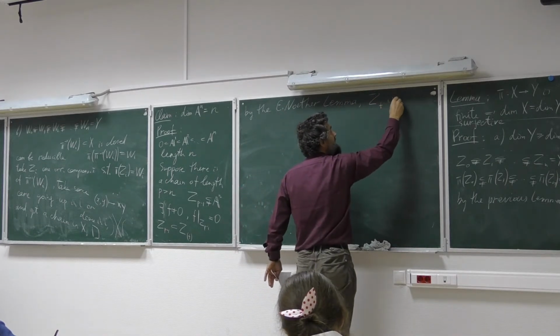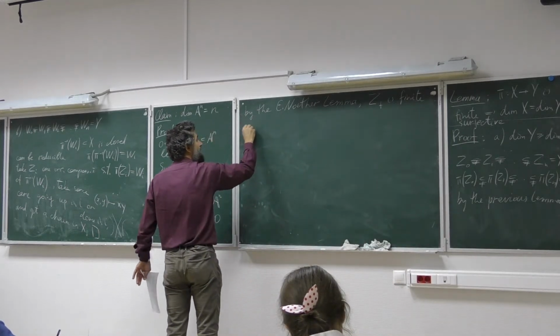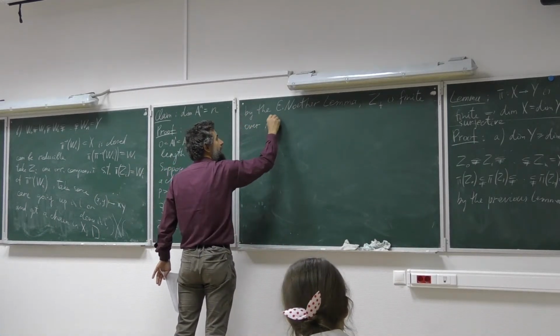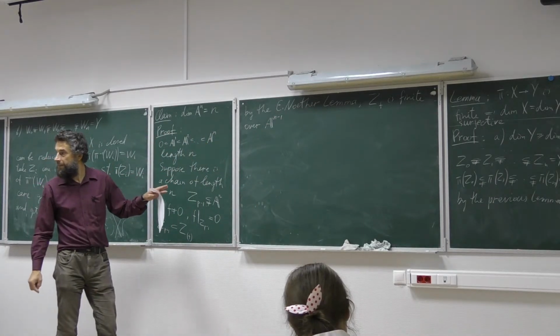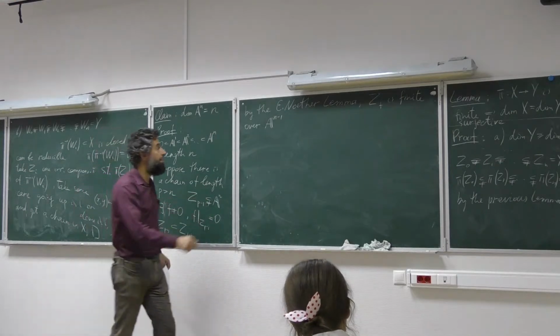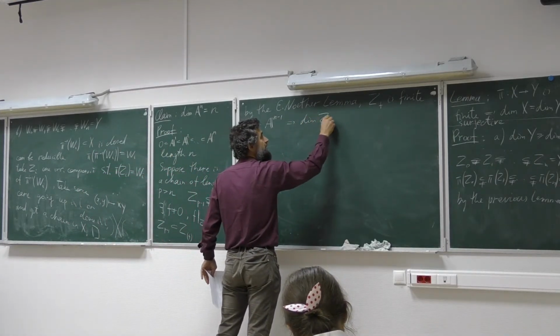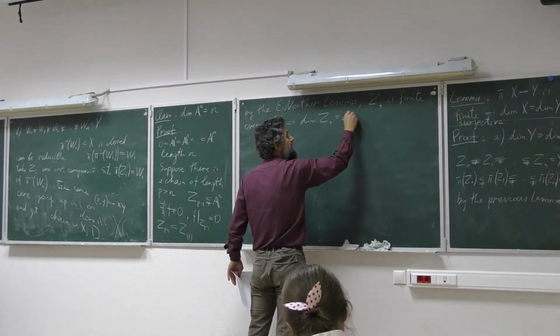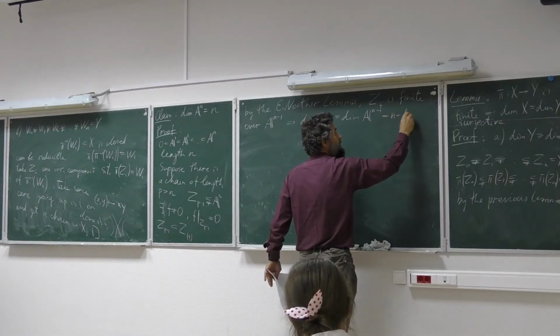ZF is finite over A^(n-1), right? Remember? Yeah, everybody agrees. And hence the dimension of ZF equals the dimension of A^(n-1), but this equals n minus 1 by induction.